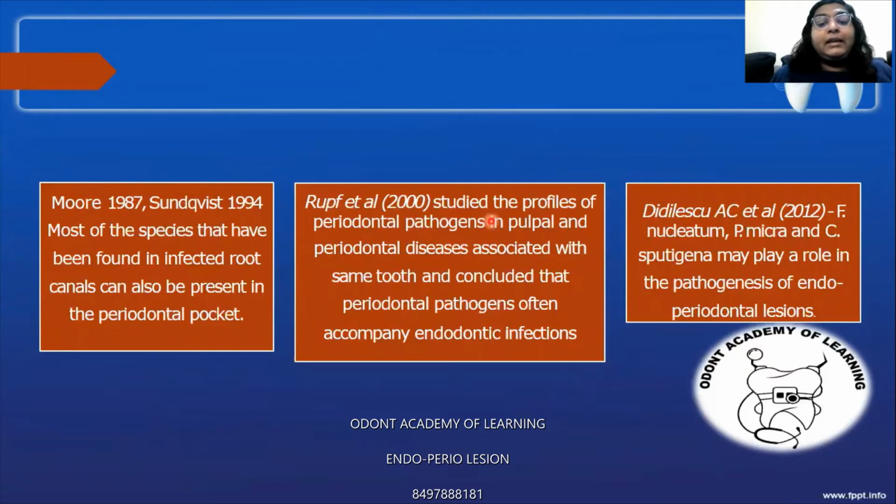Rôças et al. studied the profiles of periodontal pathogens in pulpal and periodontal diseases associated with the same tooth and concluded that periodontal pathogens often accompany endodontic infections. Didilescu AC et al., in 2012, said that F. nucleatum, P. micra, and C. sputigena play a role in the pathogenesis of endoperio lesions. These are a few studies by various scientists showing the connection between pulpal and periodontal disease.